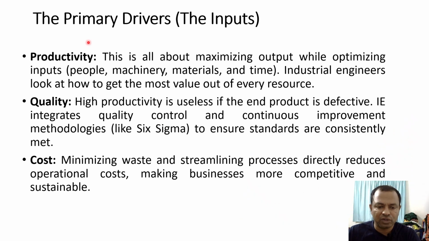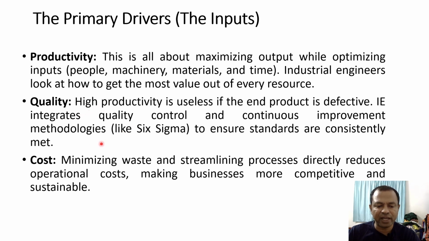So the primary drivers or the inputs of industrial engineering are given here. They are productivity, quality, and cost. Productivity means maximizing the output while optimizing the inputs like people, machinery, materials, and time. So the function of industrial engineers is to look into how to get the most value out of every resource, while increasing the productivity. The industrial engineer makes sure that the quality is maintained.